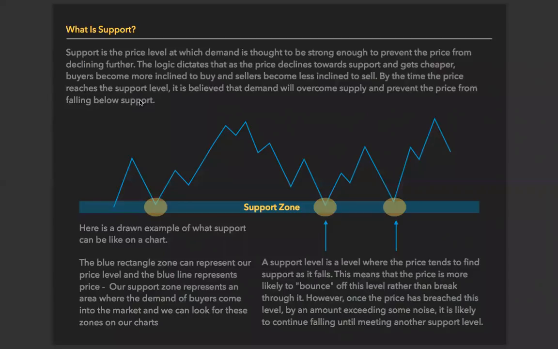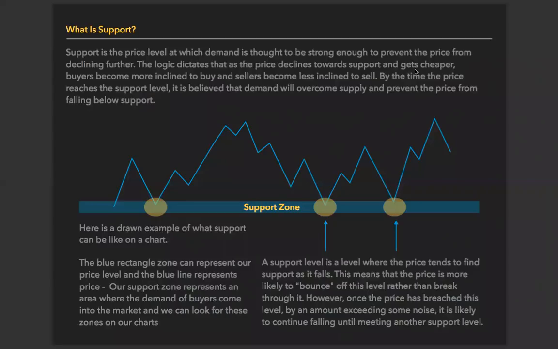Now, support is a zone. It's an area on the chart that price comes to consecutively. We're going to think of support like our floor. Support is the price level at which demand is thought to be strong enough to prevent the price from going any further down. So the logic dictates that as price declines towards support, it gets cheaper. Note that; we're going to talk about that idea in a bit.